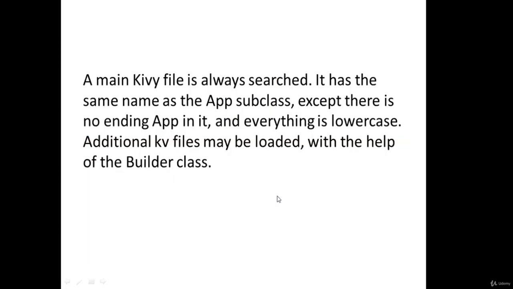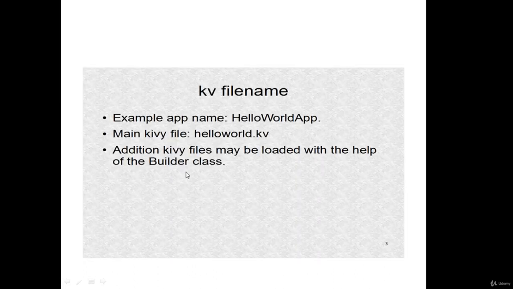The main Kivy file is always searched for by the code. It has the same name as the app subclass, except there is no ending "app" in it and everything is lowercase. So just remember that the Kivy file name is always in lowercase. An additional Kivy file may be loaded with the help of a Builder class, and this will be covered in an upcoming lecture.